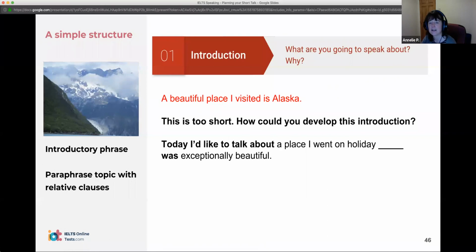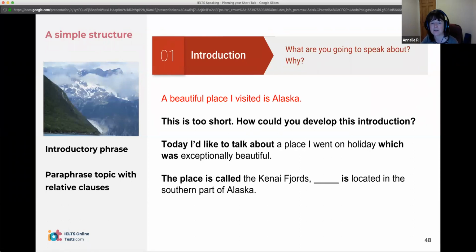We can use the topic that we've got, but we just need to paraphrase it a little bit. So looking a little bit more at our complex sentences here. Remember, you also need to use complex sentences in the speaking. So I'd like to talk about a place I went on holiday. What's the missing word? Okay, which was exceptionally beautiful. Again, not just very beautiful. Exceptionally beautiful, much better. Very good. Sounds fantastic. So which was exceptionally beautiful.